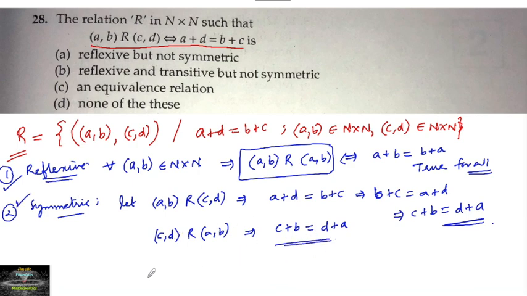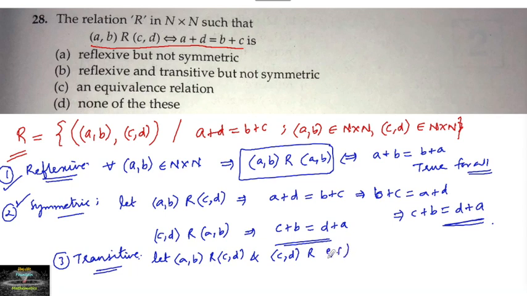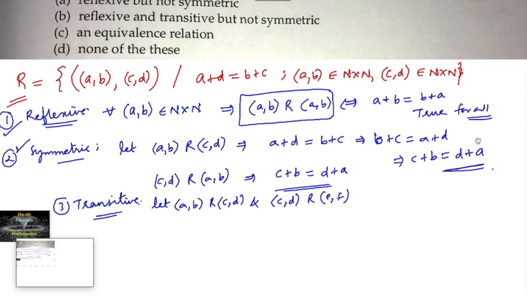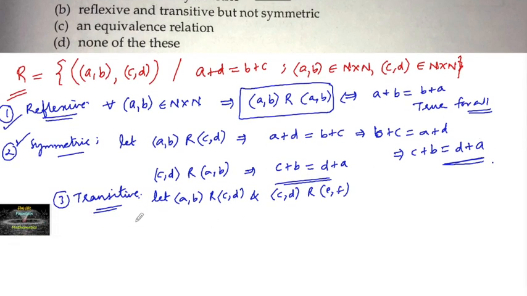So this is satisfying. And coming to the third, transitive. So for the transitive case, let us assume that (a, b) is related to (c, d) and (c, d) is related to (e, f). So when (a, b) is related to (c, d), we can write a plus d is equal to b plus c, and when (c, d) is related to (e, f), it is that c plus f is equal to d plus e.